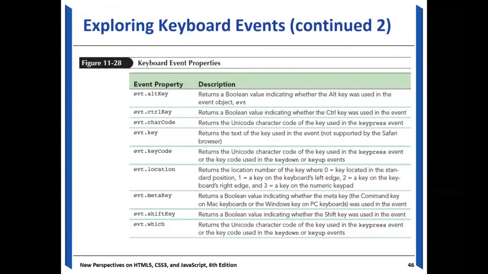Now you can use properties in here as well, which are keyboard event properties. For example, event.ctrlKey will return a Boolean value indicating whether the Control key was used in the event. We can do the same thing with Alt. keyCode returns the Unicode character of the key that's used in the keypress event. metaKey is going to return a Boolean value of whether the meta key, which is the Command key on Macs or the Windows key on a PC, was used in the event, and so forth.